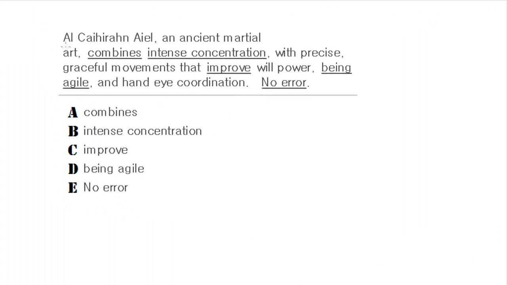Alright, this one says Aikido, I hope I'm pronouncing that correctly. An ancient martial art combines intense concentration with precise, graceful movements that improve willpower, being agile, and hand-eye coordination. So I'm sure you already heard something wrong, but remember, just because it sounds wrong, that's a terrible way to approach questions. You'll only improve up to a certain amount, right?